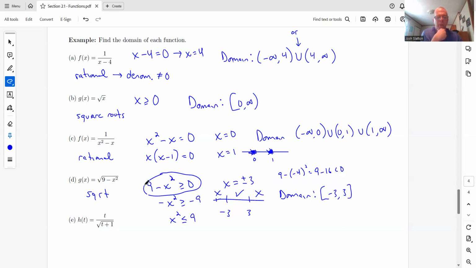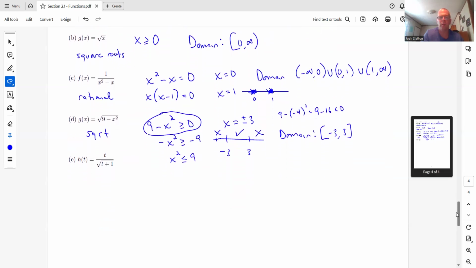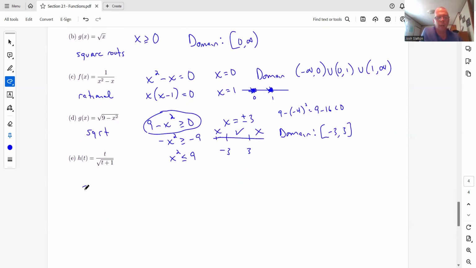All right. So this last one is a square root and rational. So now with the square root, you would say t plus 1 is greater than or equal to 0, but we don't want 0 on the bottom, so we're not going to include 0 this time. So just solve this. t is greater than -1, and so the domain is -1 up to infinity.